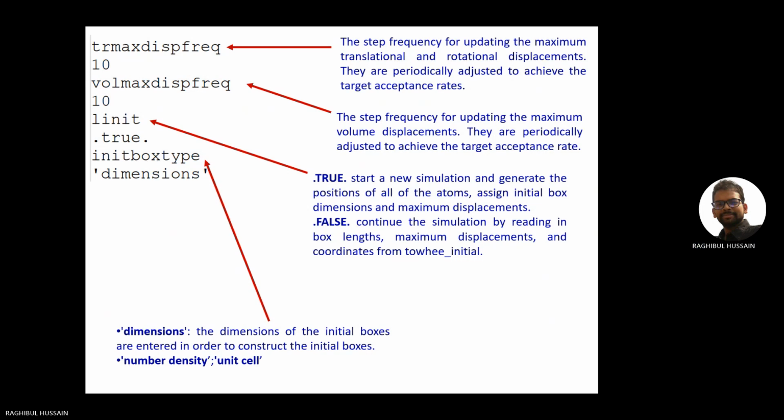Next is init box type. If you are writing init true, it means towhee is going to generate a box with some number of molecules. So you also have to mention what the dimensions would be. Here we basically have three options if you are using init box type: one is the dimensions, another is number density, and the third is unit cell. The simplest one is the dimension. You give the dimension of the simulation box.